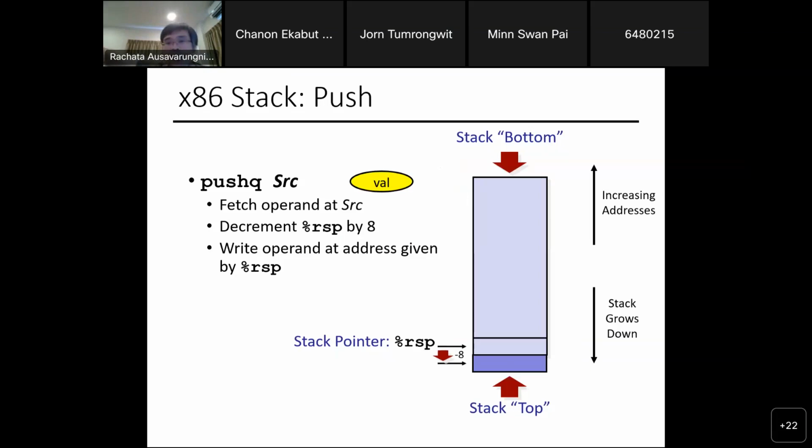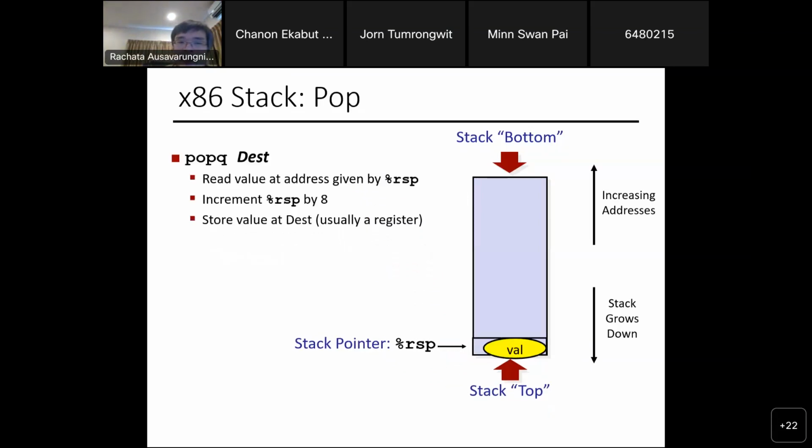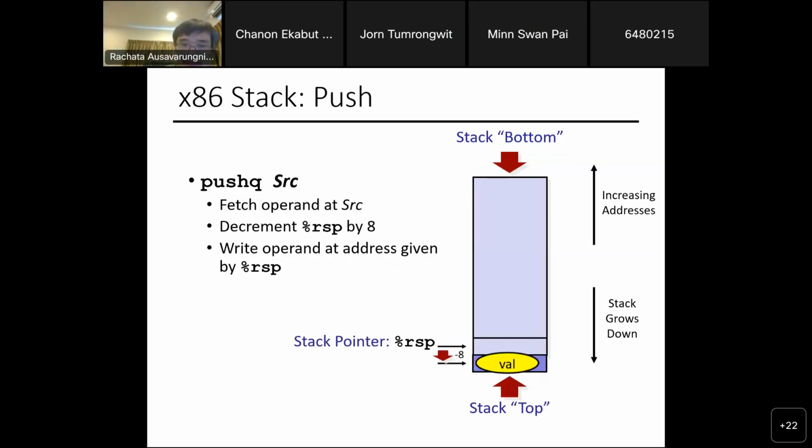So the first thing is RSP goes down by 8. Then the value you want to push gets pushed to that new location you just created. And then you move the stack pointer to the new location. So you have the new stack top at the lowest address.